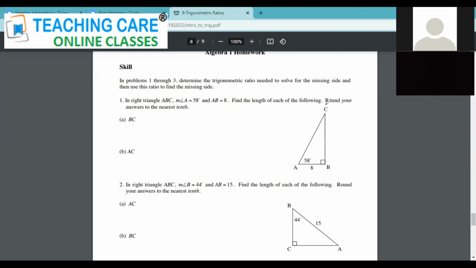Now, what I'm going to do here is find this side length. Now this is my angle. If this is my angle, this will be my opposite side, and this is my adjacent side. And this is my hypotenuse. Got it? Fine. Now the missing length I'm going to find.